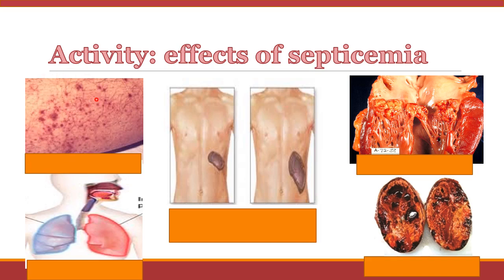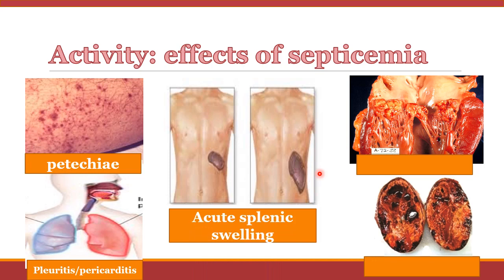First, we have these spot hemorrhages in the skin or the internal organs. This is called petechiae. Good. And then we have inflammation of the serous membranes like the pleura and pericardium. This is called pleuritis or pericarditis. Then we have the enlargement of the spleen in acute condition. This is called acute splenic swelling.